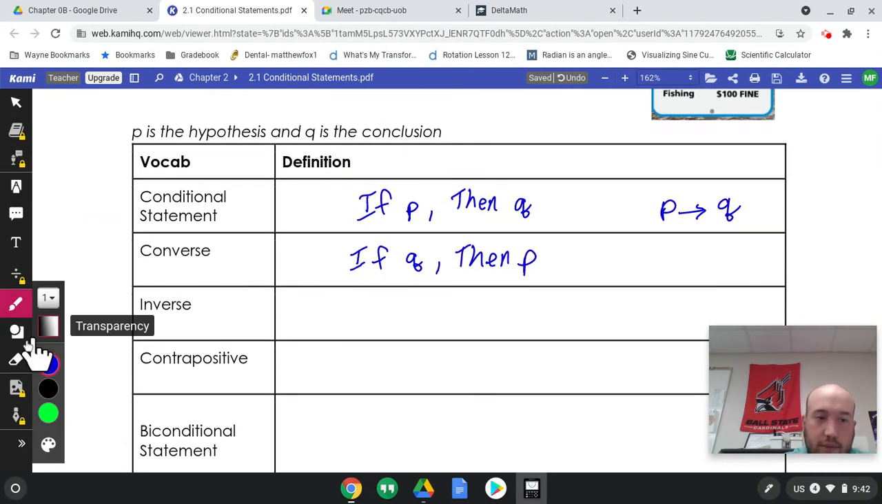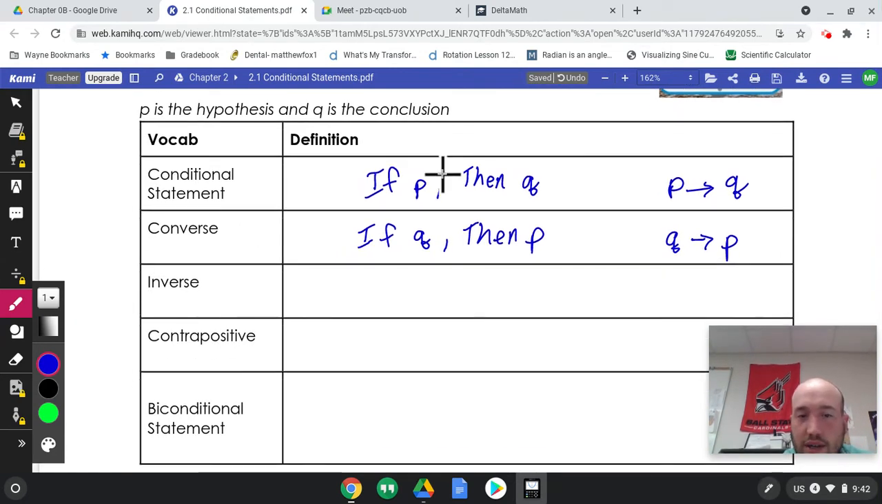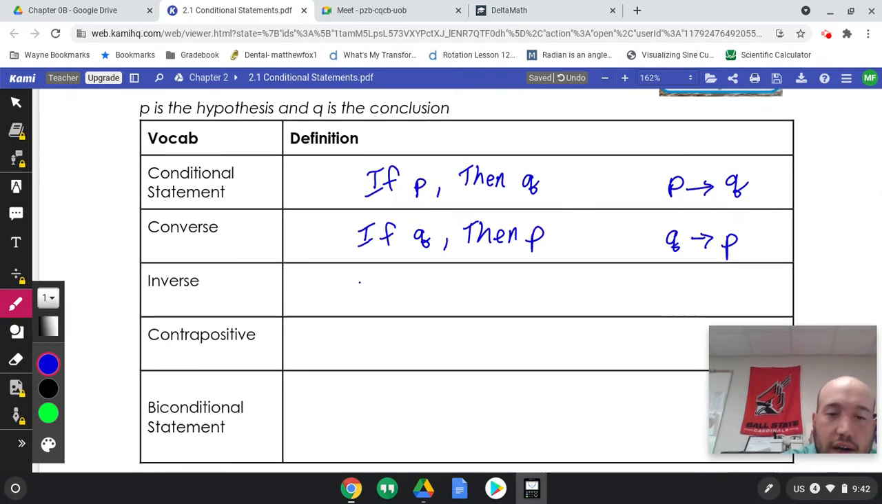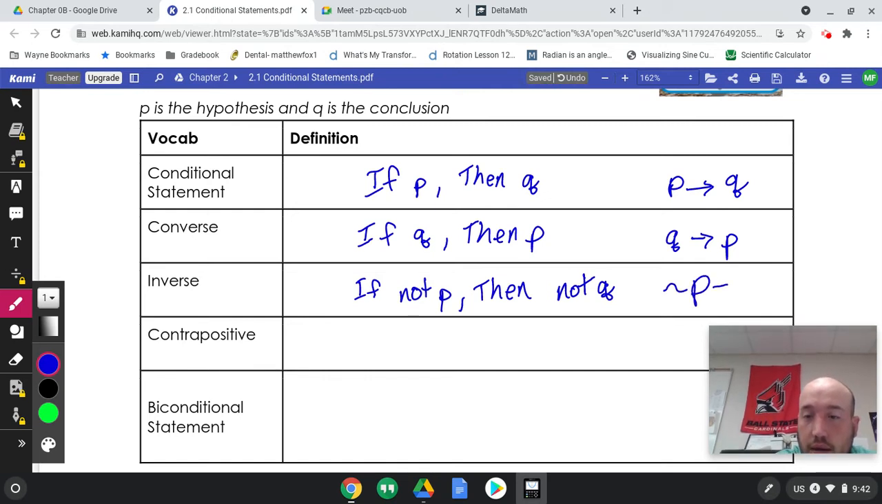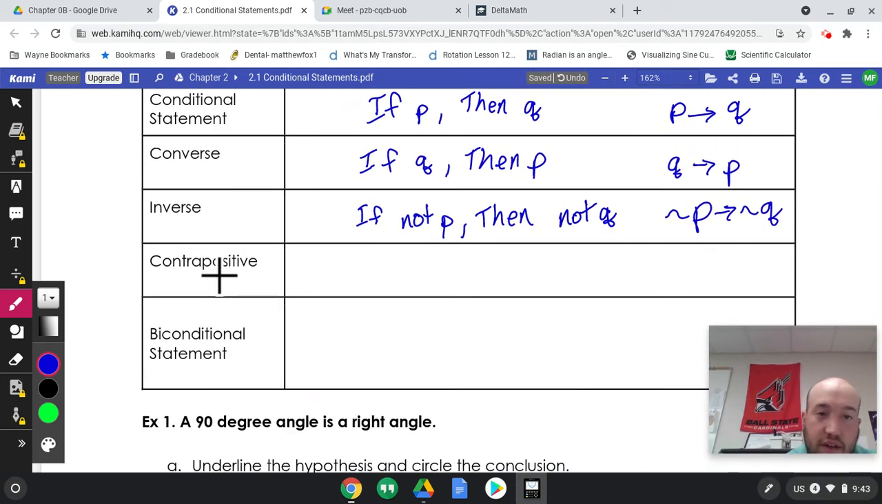An example of that, if Q then P, if we're doing Q implies P, that's how we write it symbolically. Now your inverse. This goes back to the original conditional statement, but we do something called negate, which is to take the opposite. So the opposite of P would be not P. So if not P, then not Q. The symbol for this is called negate. So not P implies not Q. Finally, contrapositive.